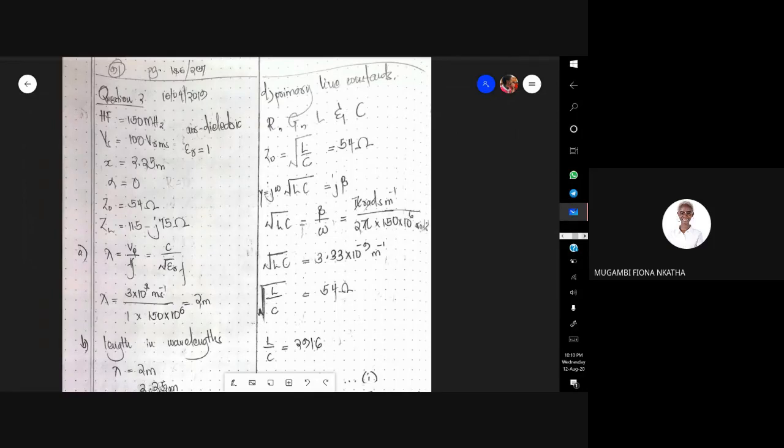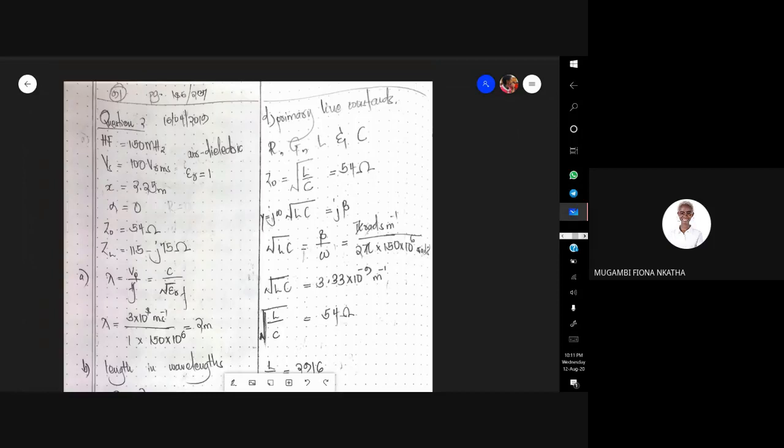So the frequency is 150 megahertz, and we are being told the source voltage is that, and the line length is 2.25 meters. And when a transmission line is lossless, it means attenuation is equal to 0. And when attenuation is equal to 0, that means R is equal to G is equal to 0. So our characteristic impedance is 54 ohms, and ZL is 115 minus j75 ohms.